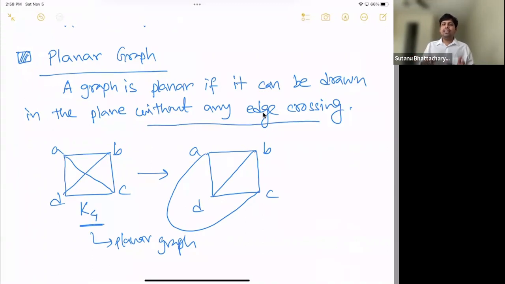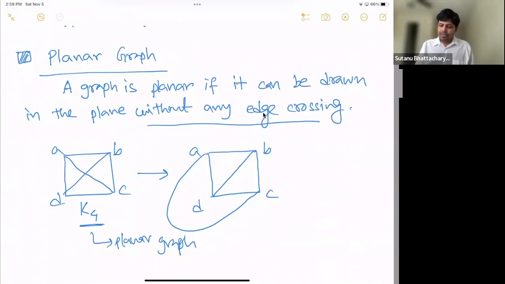One application would be electrical circuit design. Another one would be road networks. Suppose the government wants to come up with a road network, they will try to avoid edge crossing, because crossing will create problems like traffic, signal problems, and a high chance of accidents. So they will try to avoid two roads crossing each other. So this is a planar graph.